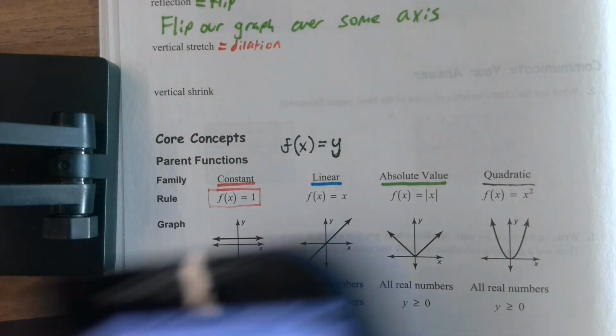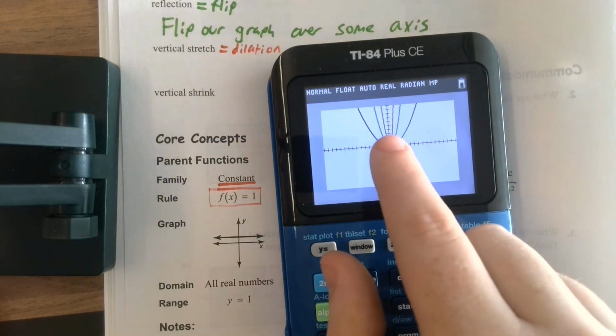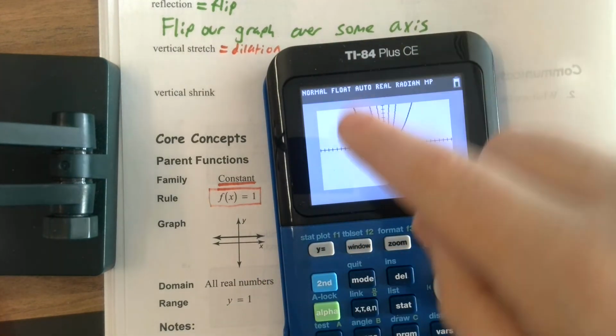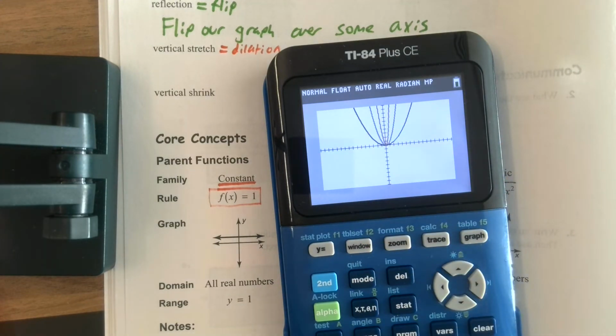That's kind of what happened with our red graph here. It got skinnier, it got pulled in, but it's also getting much taller. We just can't see it because we would have to look up and up and up to see it.